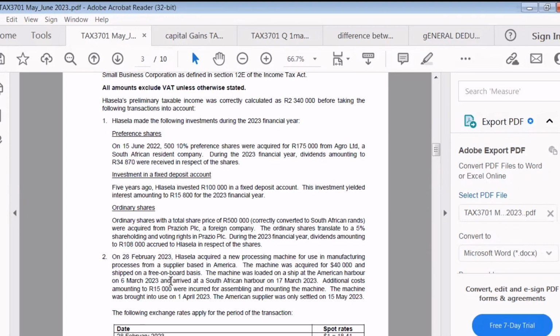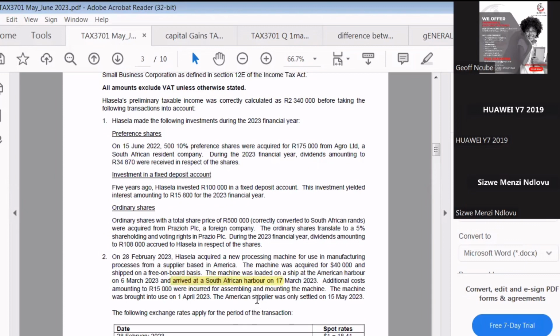So we don't care about this arrival date. Cancel it out. If they say arrived, we don't care when it arrived. Our main focus is what? The free on board date, when our asset got onto the transportation unit, whether it's via air, which is an aeroplane, or via sea. When it's now free on board, that's when we start to account for it.